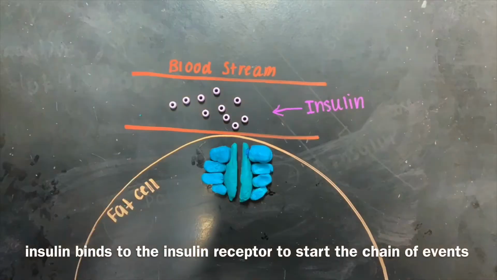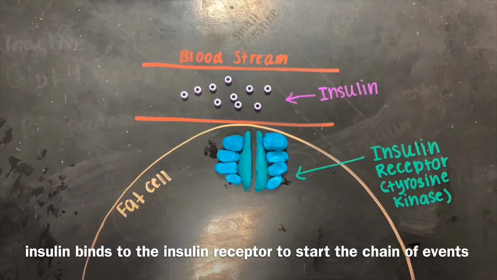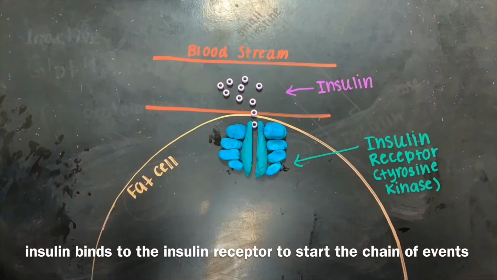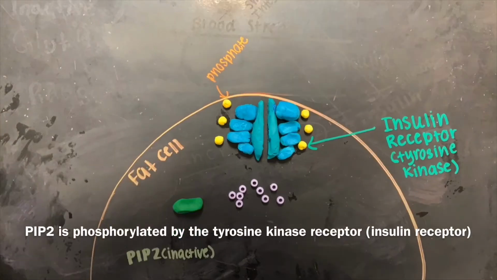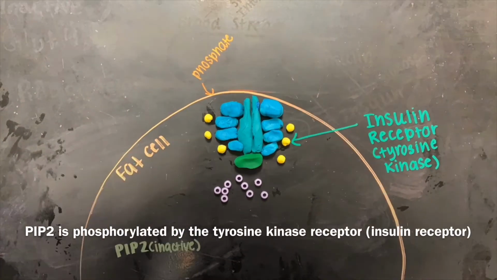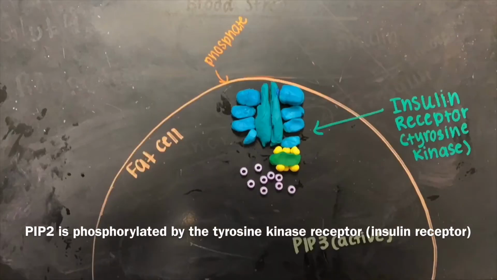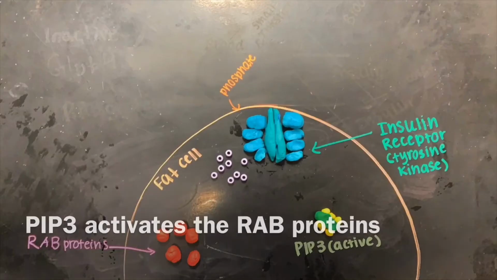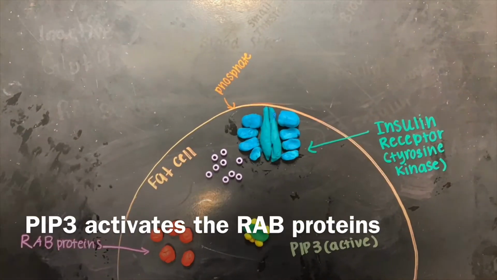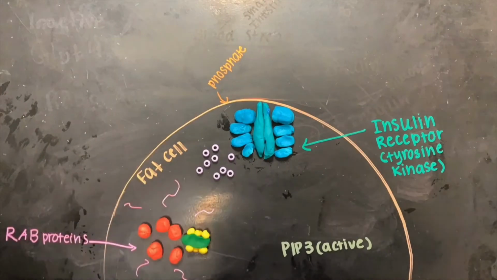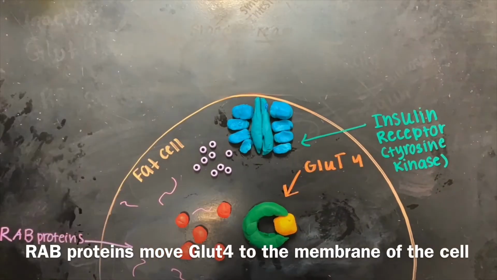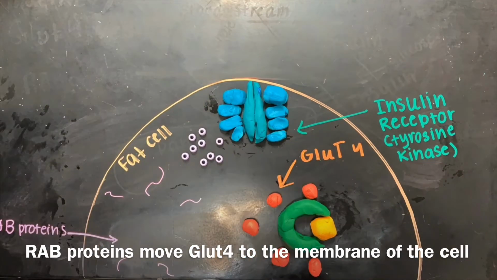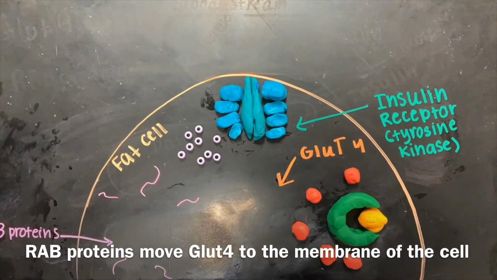Then, insulin receptors on different cells, in this case, a fat cell, bind to insulin. Then, an inactive PIP2 becomes autophosphorylated by the receptor, turning it into its active state, PIP3. The activated PIP3 pool then is able to travel to the Rab proteins and activate them. In a cascade of events, the Rab proteins are activated and are then used to move the GLUT4 protein to the membrane of the cell.